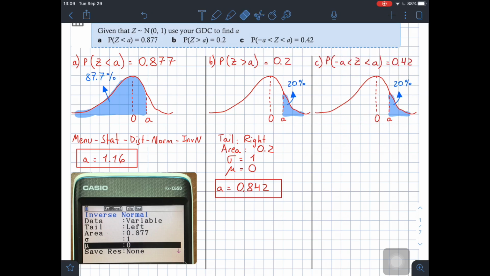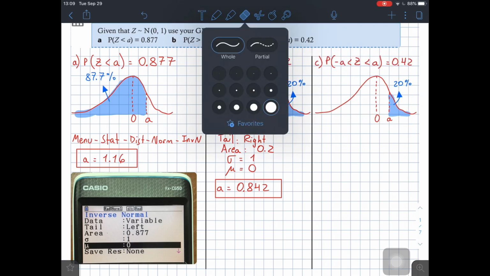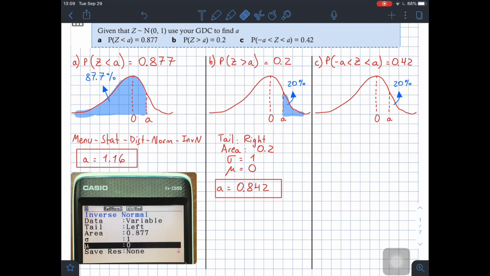If we do the sketch for this situation, I'm going to eliminate this. And now we're going to say that we're in between two values of A, right? So we're saying that there's a value of A right here, for example, which would be negative A because we're to the left of the mean, and another value here, which is A.